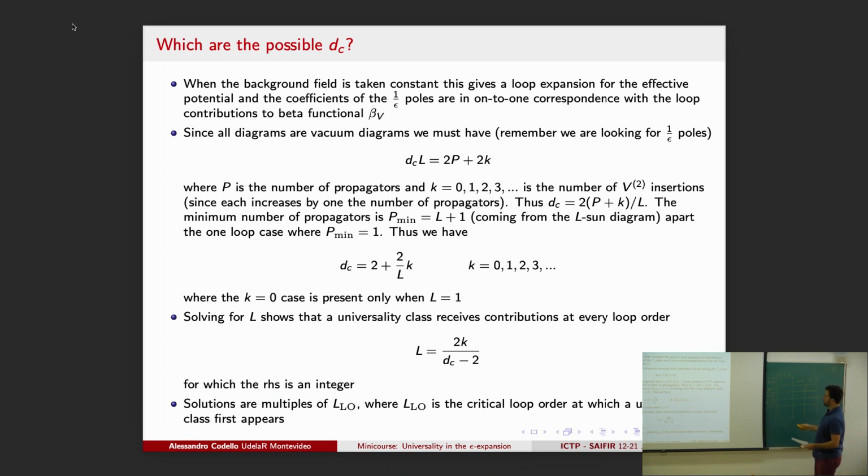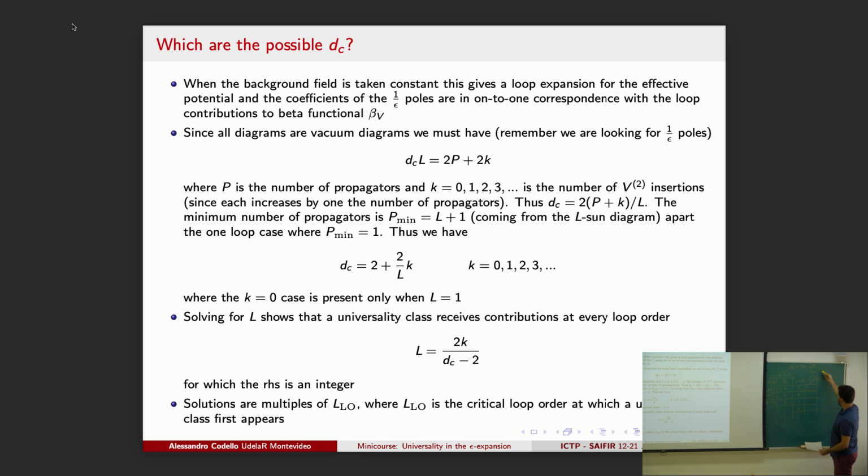So for example, if we take our formula, DC is equal to 2 plus 2K over L. Okay? So K equals 0 is allowed only in the one loop case. So in the one loop case, this goes from 0, 1, 2, 3, 4. So these are just these numbers here and so on. At 2 loops, we have 2 here. This goes away. And so K goes from 1. So we have 3, 4, 5, 6, and so on.